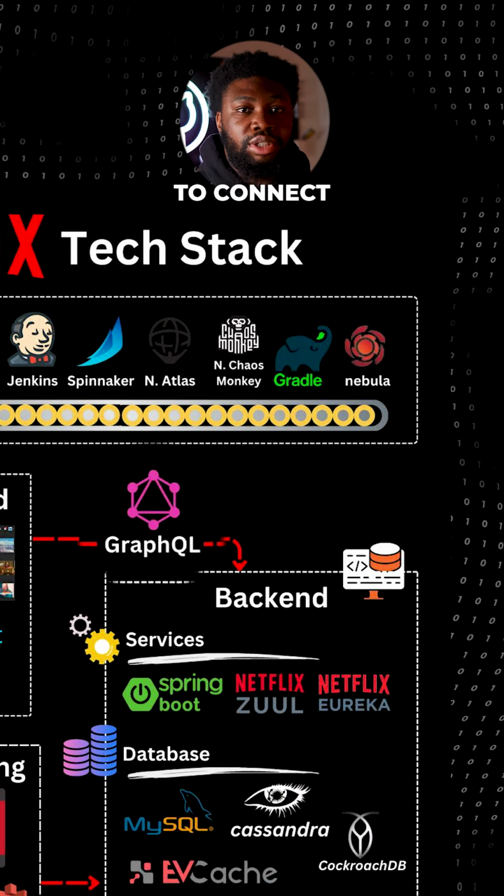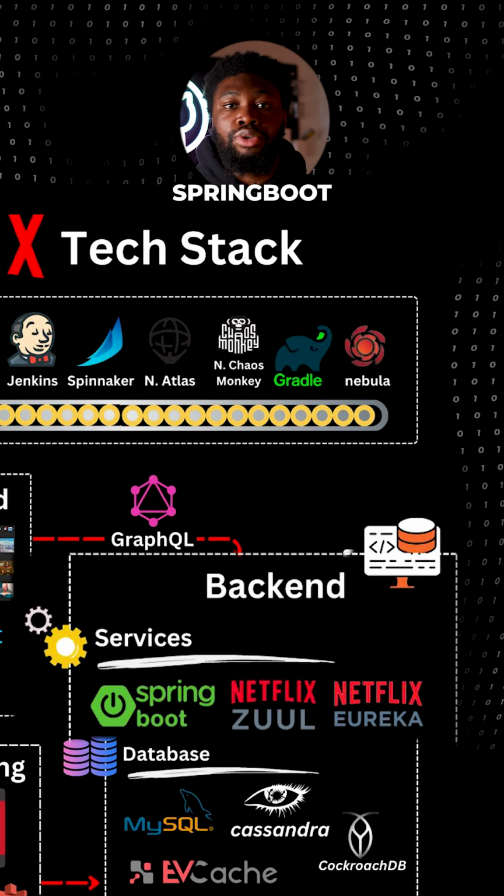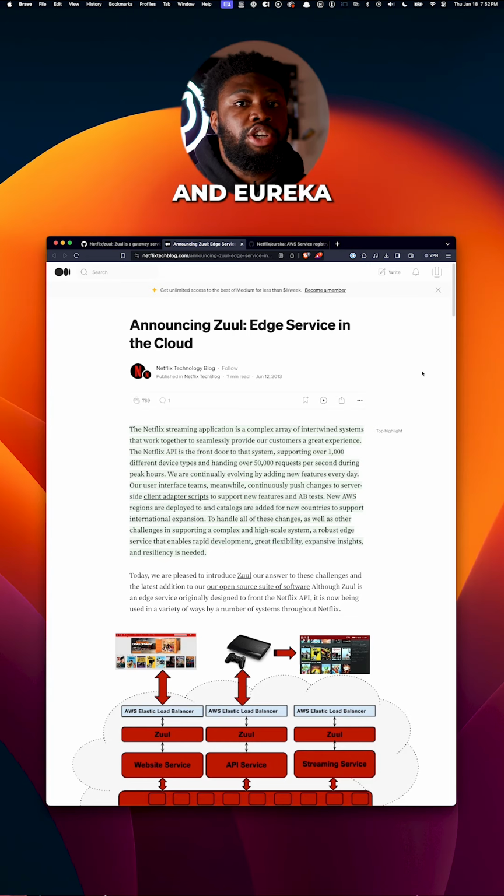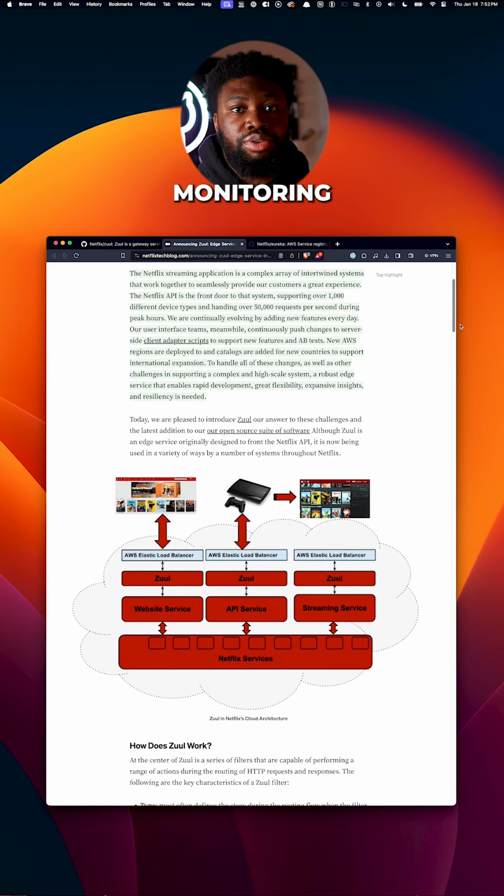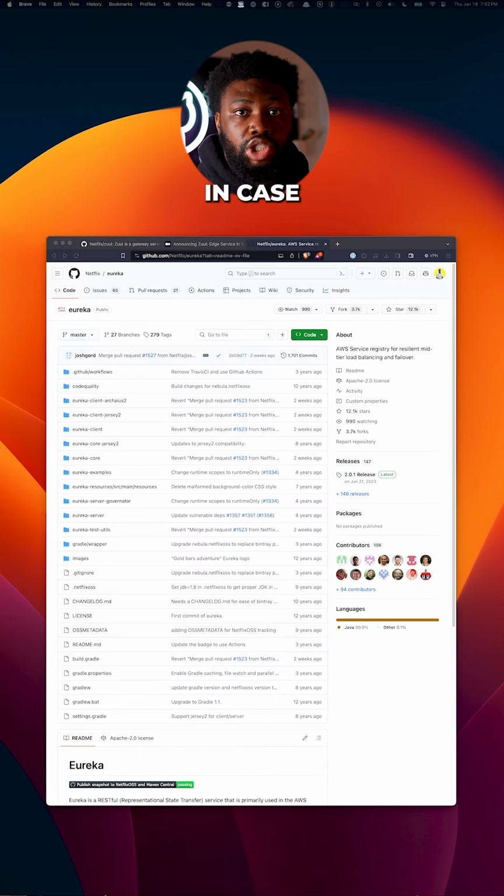They use GraphQL to connect to their backend services where they are running Spring Boot, Zuul, and Eureka. Zuul and Eureka are services they created to help with routing, load balancing, security, monitoring, and more. They're also open source in case you want to go take a look.